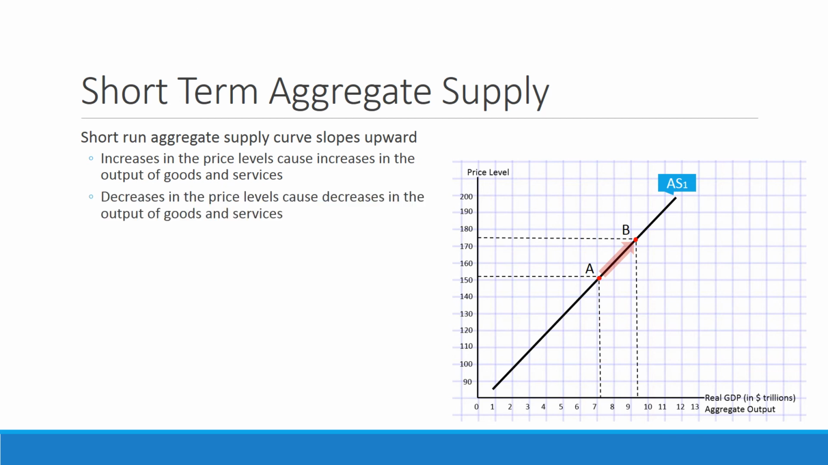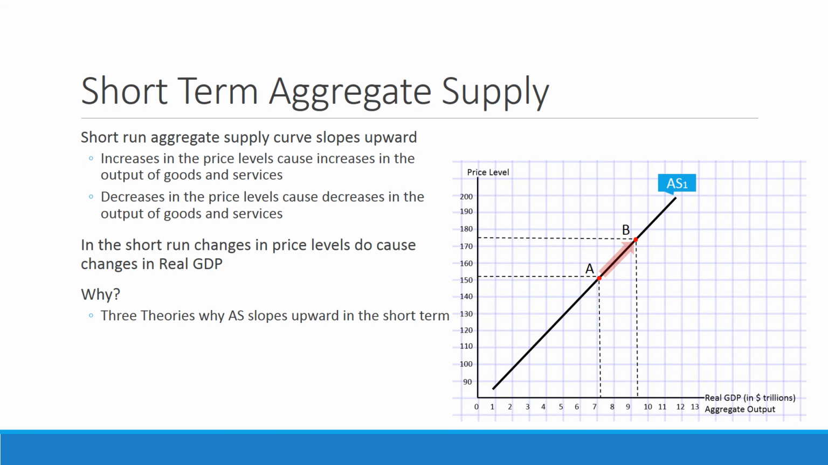Now, decreases in the price levels cause decreases in the output of goods and services. They become less willing. This law of supply still holds true within short-term aggregate supply. So in the short run, changes in price levels do cause changes in real GDP. Now the question, of course, is why? There are 3 theories why aggregate supply slopes upward in the short term.